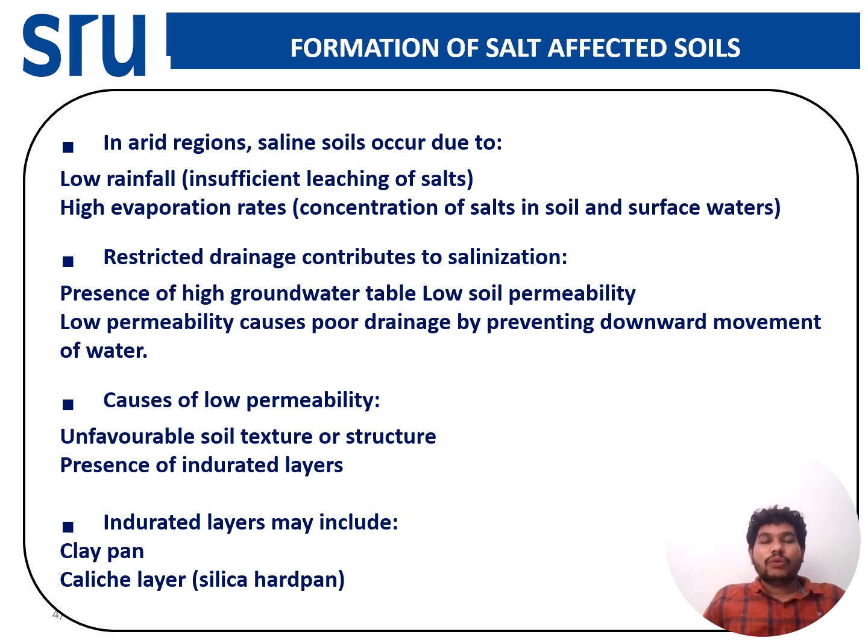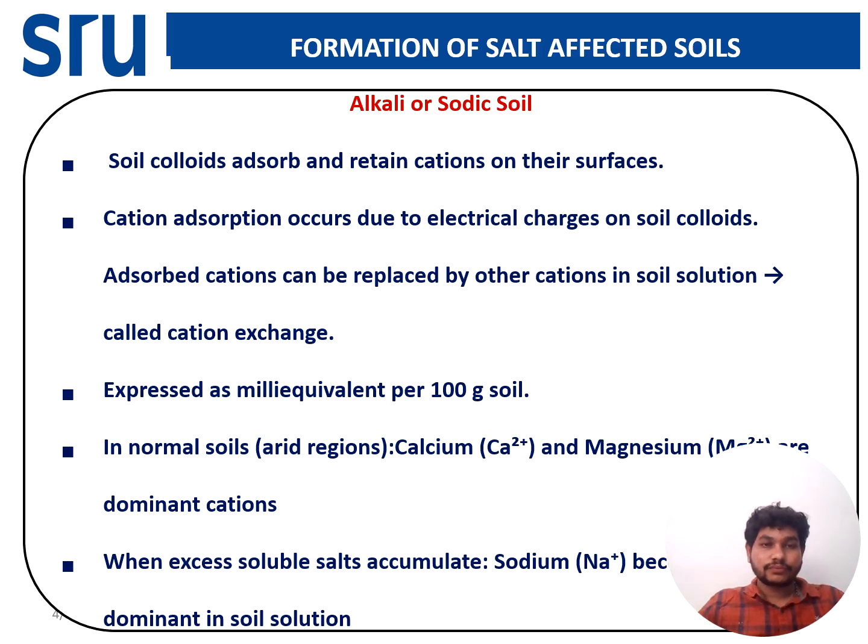The third one is the groundwater table. If the groundwater table is near the surface, the water will come up to the surface level due to capillary action, and that water will get evaporated and salt will accumulate on the soil surface.